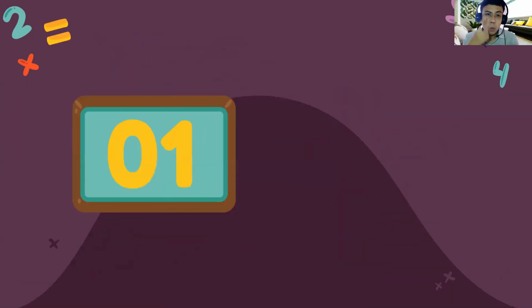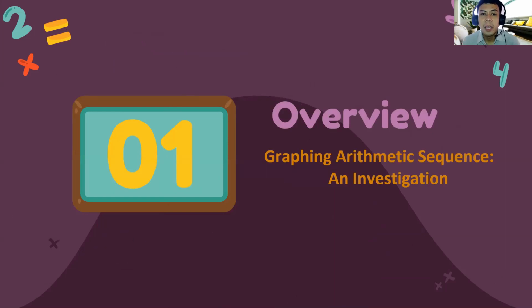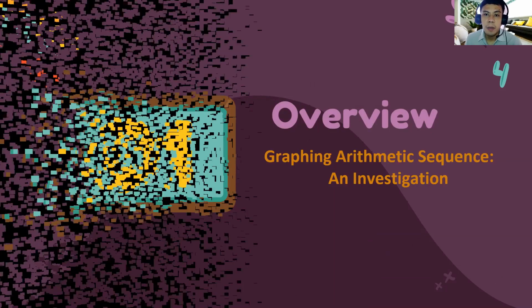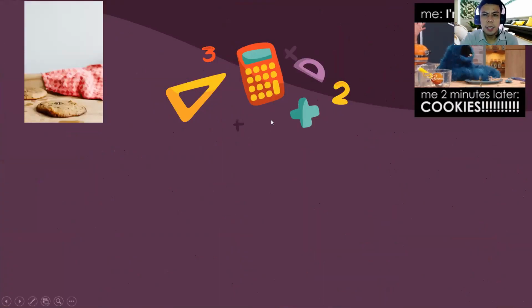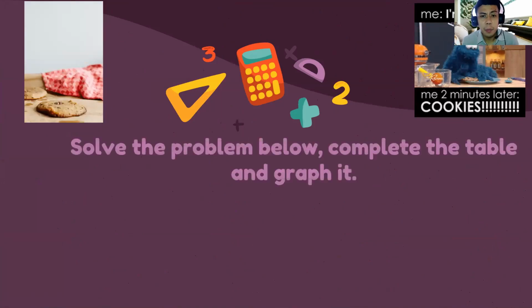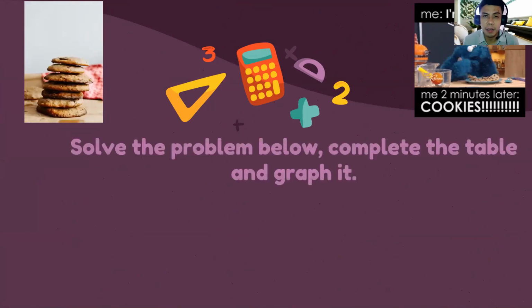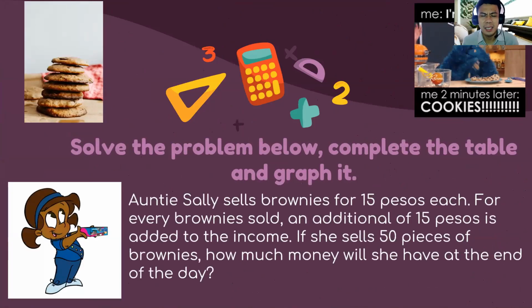So we have here number 1, the overview, and let's investigate problems involving arithmetic sequence. Let's suppose we have this problem. Solve the problem below, complete the table, and graph it. The problem is: Auntie Sally sells brownies for 15 pesos each. For every brownie sold, an additional 15 pesos is added to the income. If she sells 50 pieces of brownies, how much money will she have at the end of the day?